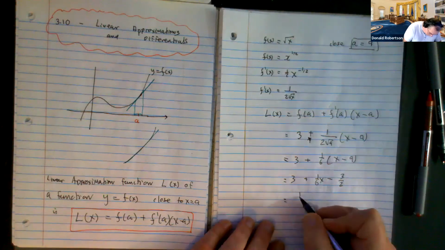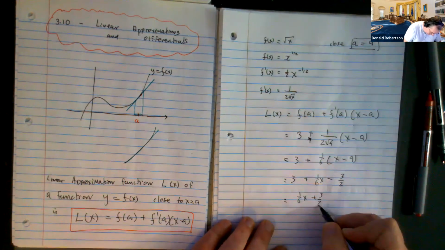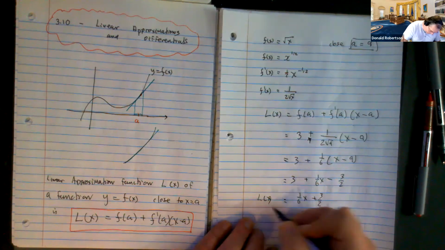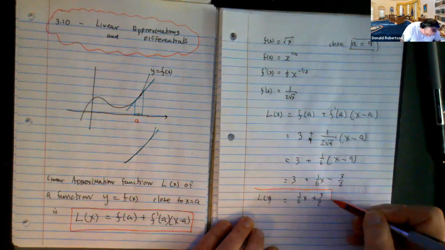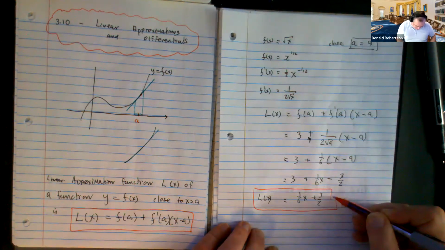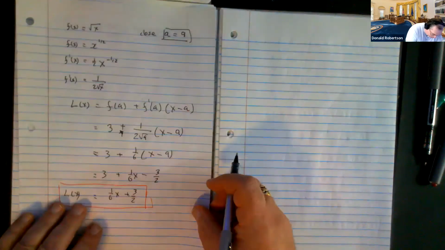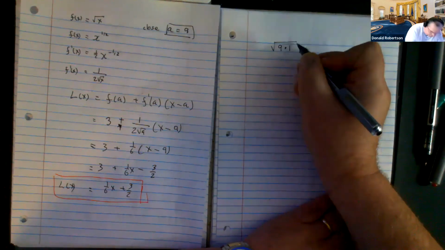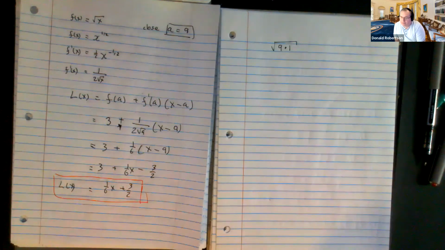And I get 1/6 x plus 3 halves. That is my linear approximation function for the square root of x, close to a equals 9. Let's take it up. I would like to get an estimate for 9.1, right? The square root of 9.1.